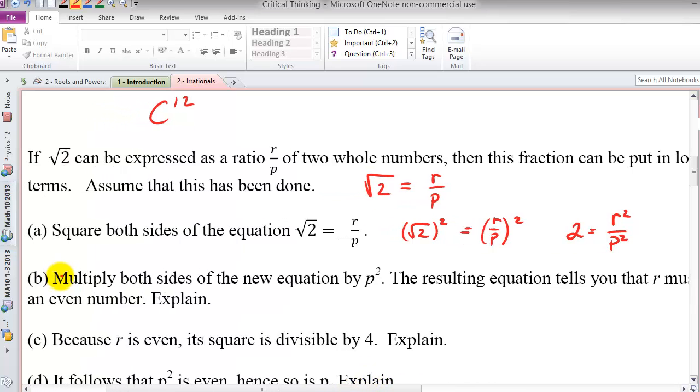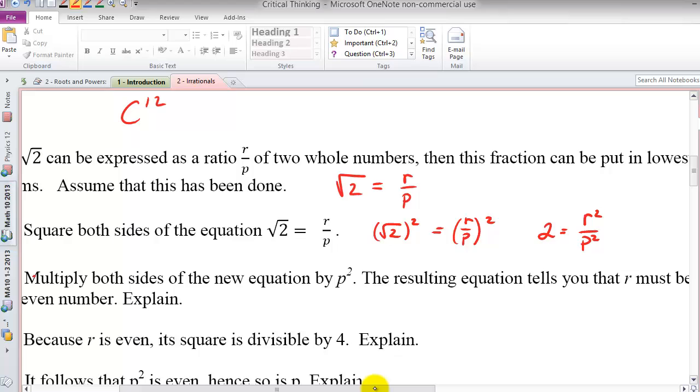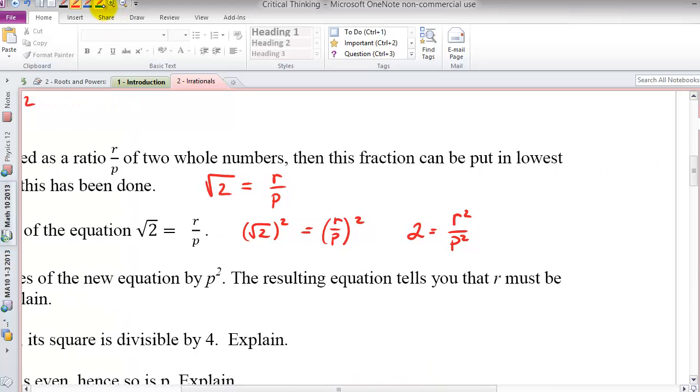Next it says multiply both sides of the new equation by p squared. Alright, so let's try that. I'll start a new one over here. p squared times 2 equals r squared over p squared times p squared. That's the algebraic idea that whatever we do to one side of the equation we have to do to the other. So that gives us 2p squared equals, that cancels out, r squared. Okay?